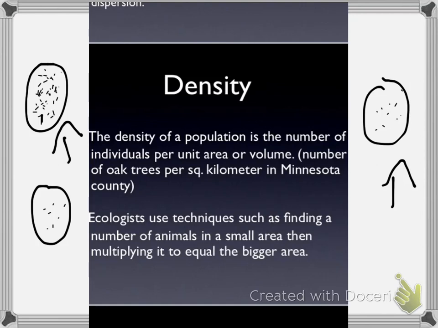And ecologists use techniques such as finding a number of animals in a small area, then multiplying it to equal the big area. So to find the amount of animals in this area over here that is dense, they would take just a little sliver of it, find out how many animals are in this area, and then multiply it to get the bigger area.